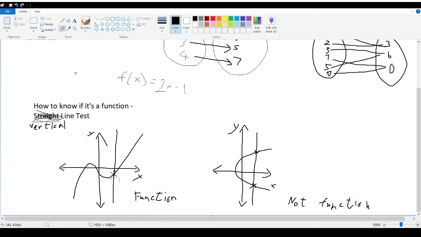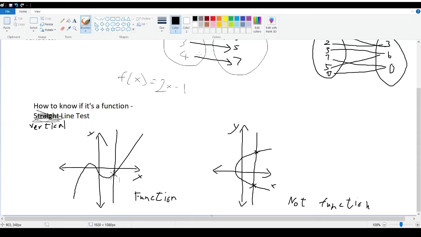All right, understand? So for the vertical line test, if it's a function, you draw a straight line at any given point, and the straight line only crosses 1 point. But if it touches more than 1 point, then it's not a function. And when it touches 1 point, then it's a function. Just like that. Doesn't matter what shape the graph is. If the straight line just touches 1 point, then it's a function. That's it. That's the vertical line test.